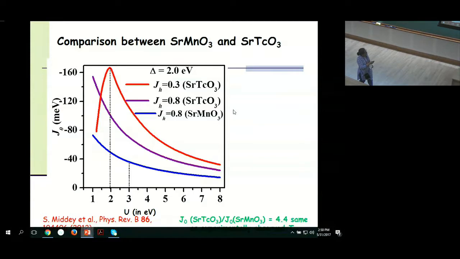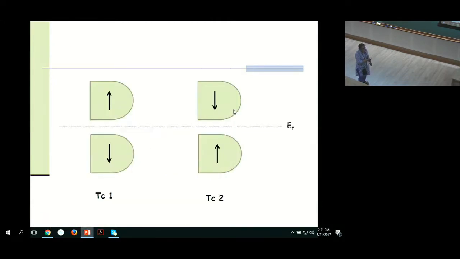What is surprising is that the material with the smaller Hund's exchange interaction strength has the higher Néel temperature compared to the one with the higher JH. This can be easily understood because we are looking at half filling of the T2G band. Suppose at one technetium transition metal site the down spin is occupied and the up spin totally empty, and at the neighboring site the up spin is occupied and the down spin completely empty.